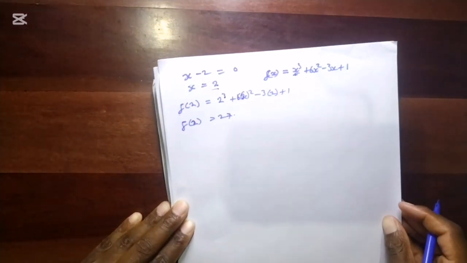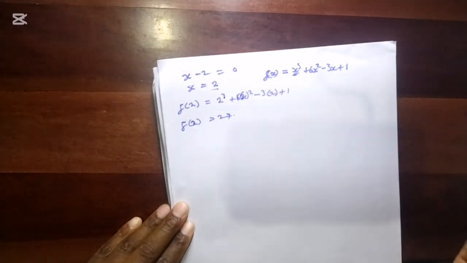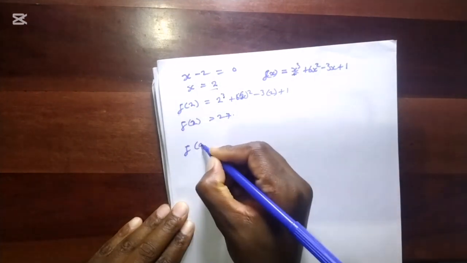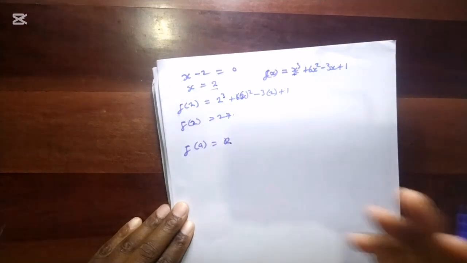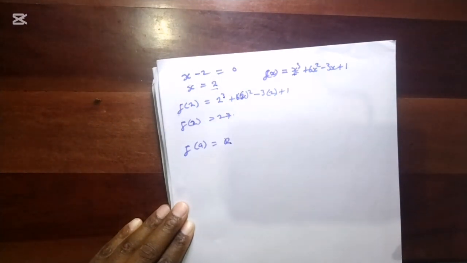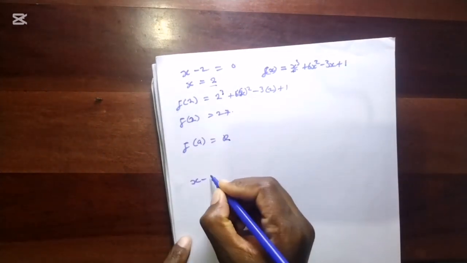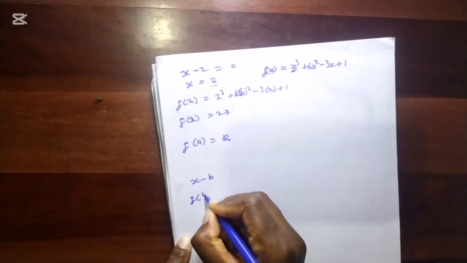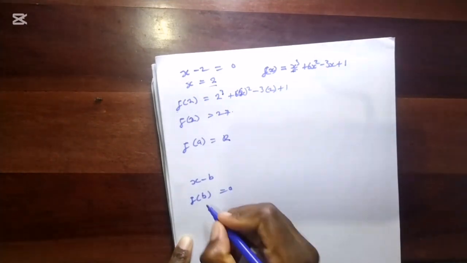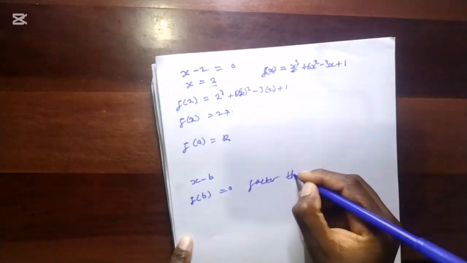So if f of x is divided by x minus a to get a remainder r, so if our f of a is equal to the remainder r, we call this the remainder theorem. But if f of x is divisible by x minus b and leaves no remainder, which means our f of b is equal to 0, we call this the factor theorem.